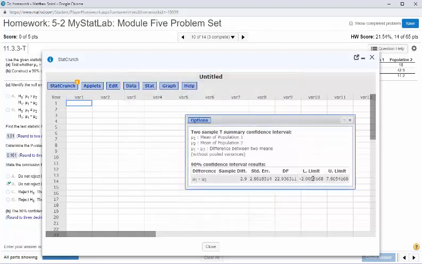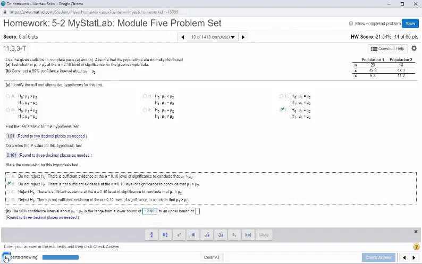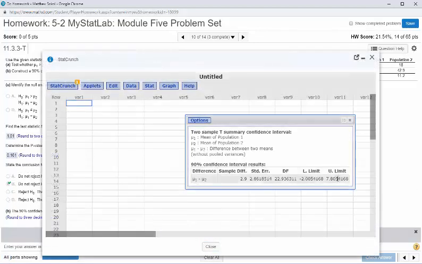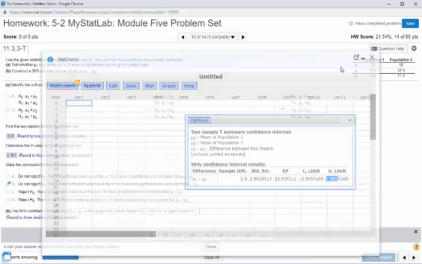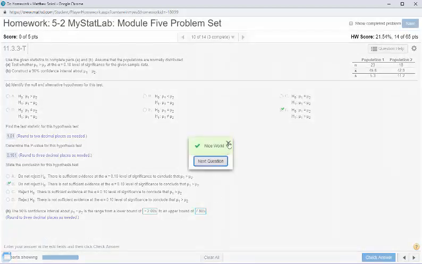So here they wanted it to 3 decimal places. The lower limit is negative 2.005. And the upper limit to 3 decimal places is 7.805. And you can see I got it, great.